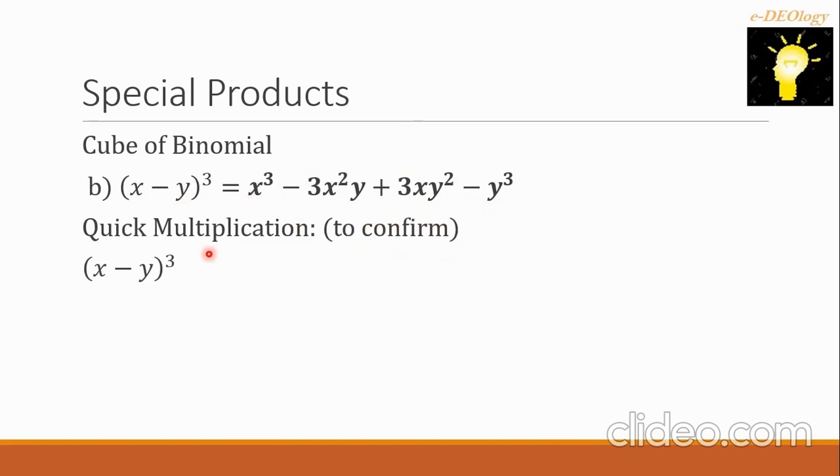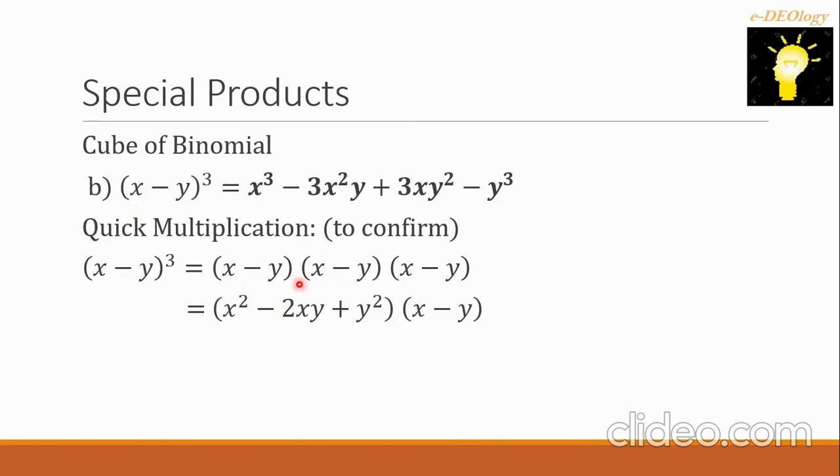So now we're going to have a quick multiplication to confirm the special product here. So I'm going to write the x minus y down here, raised to 3. So by our long multiplication in the power of exponent, I'm going to write x minus y times x minus y times x minus y. And then I'm going to simplify the first two factors. It will give me this x squared minus 2xy plus y squared.